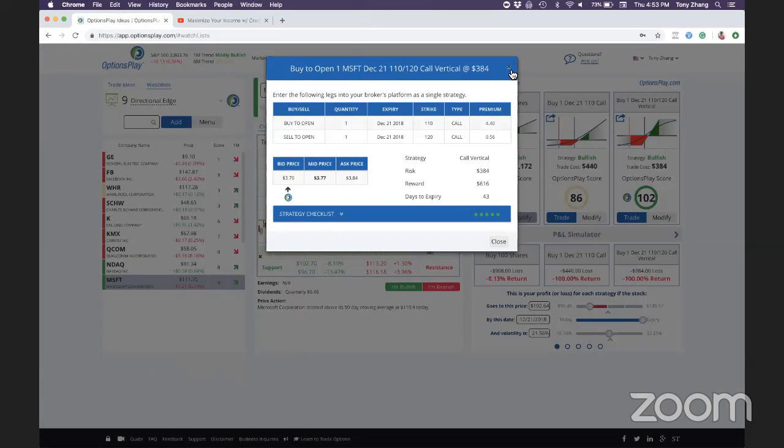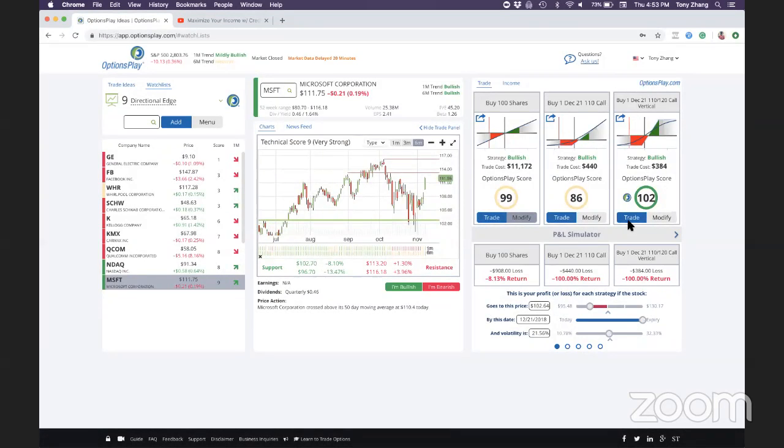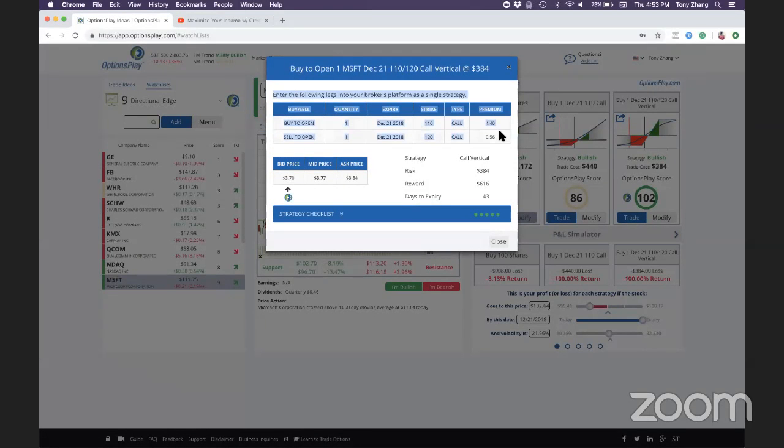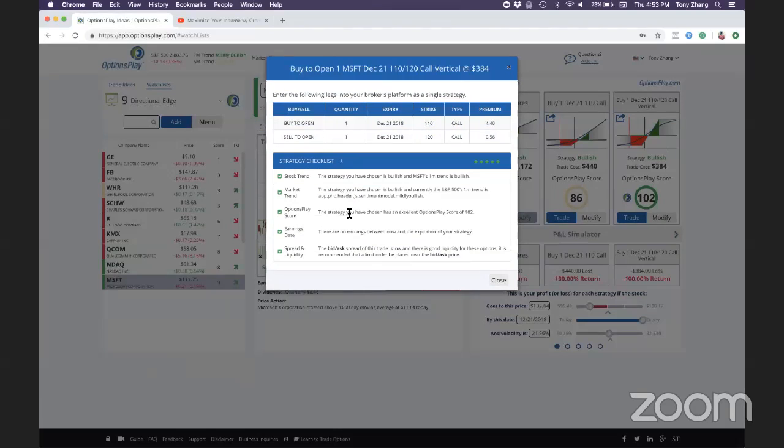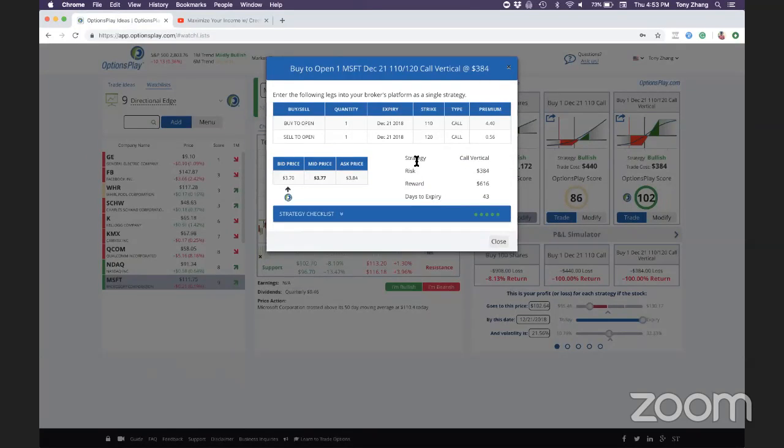And lastly, once you're ready to place that trade, you can hit the trade button. And what we do is we present you with all the details on how to enter this trade into your broker's platform, provide you the bid-ask price. And lastly, what we do is we provide you with what's called a strategy checklist. This is designed to make sure you understand your risks before you place a trade. Are you trading with the trend of the stock? Are you trading with the trend of the market? How's the options play score? Is there earnings between now and expiration? Something that we see a lot of beginners tend to overlook. And lastly, spread and liquidity. We look at how liquid something is before we place that trade.